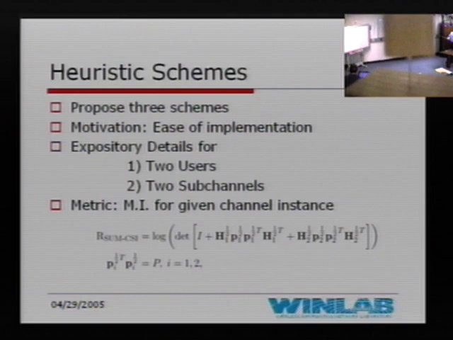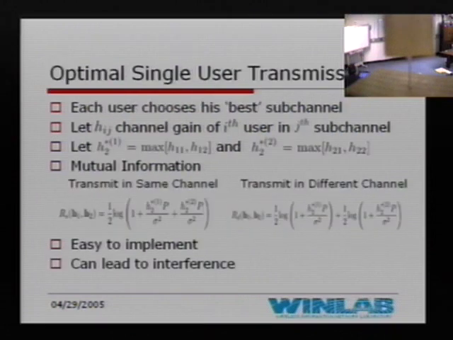And so we propose some heuristic schemes, and the main motivation is the ease of implementation of the schemes. How easily can we implement them? We provide explanations for the two user case. We consider a special case, 2 users and 2 subchannels, and see how best to allocate power. And again, this was the matrix, the sum of the covariance matrices for the 2 users. The first heuristic is called optimal single user transmission. That is, each user individually chooses to transmit in his own best channel and does not consider the effect of the other user at all.